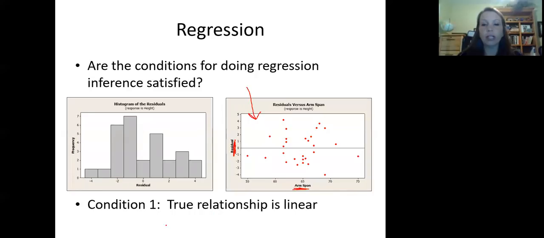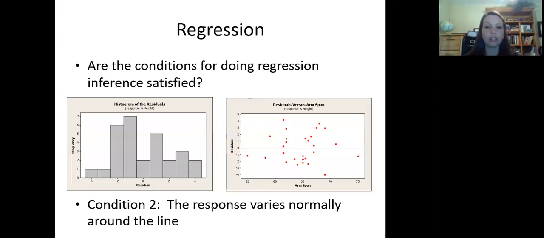What we're looking for here is to make sure that there are no rainbows or smiley faces. Those would both be red flags indicating that the relationship was not linear. But if we look at the one for this example, it looks good. There are no rainbows, no smileys. So it looks like, indeed, the relationship between arm span and height is linear.